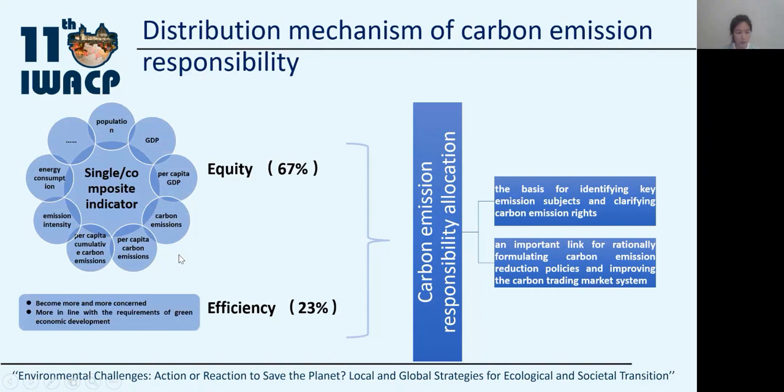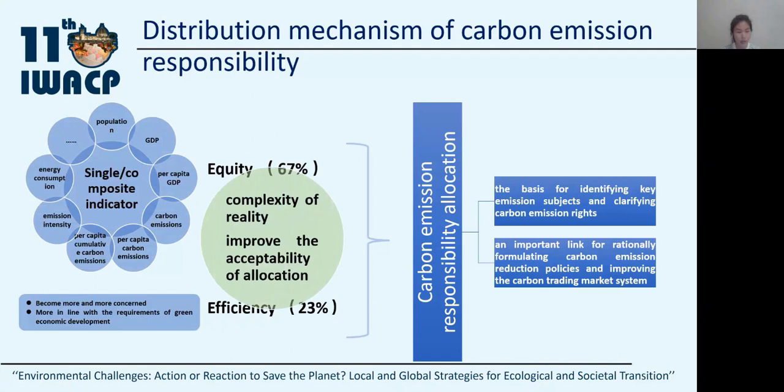In recent years, more and more scholars have paid attention to the efficiency principle of carbon emission quota allocation, which is more in line with the requirements of green economic development. Considering the complexity of reality, and in order to improve the acceptability of allocation, some researchers have tried to integrate the principles of equity and efficiency to allocate carbon emissions at different levels.